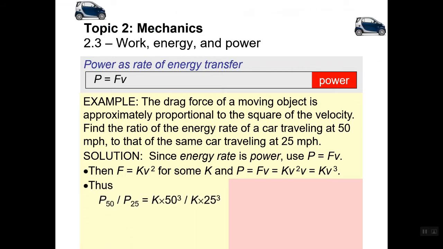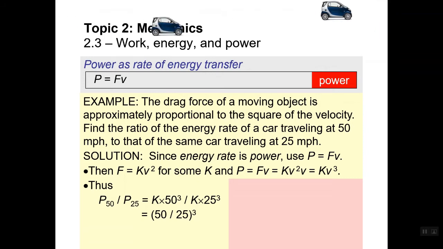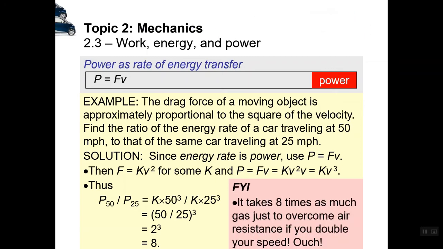Then P50 over P25 equals, as it is proportional, k times 50 cubed over k times 25 cubed. The k's cancel out. 50 over 25, whole thing is cubed. That gives us 2 cubed, and that is 8. It takes 8 times as much gas just to overcome air resistance if you double your speed.